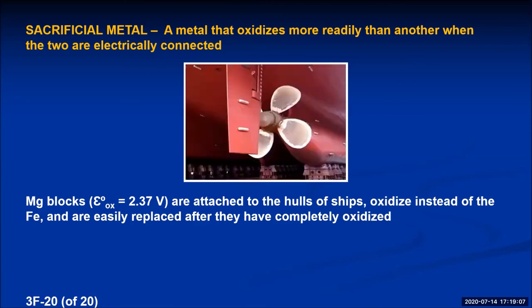they've completely oxidized. And this is just the bottom of the hull of the ship that's being built in dry dock. And if you see all those little white things that are attached to the red hull of the ship, those are blocks of magnesium. So when this eventually goes into the ocean, all those little magnesium blocks are going to oxidize first. And then when they bring it back to port, whenever, half a year later, they pull those off, they put new ones on, and it's way easier to replace those magnesium blocks than it is to replace an entire rusted out hull of a ship.